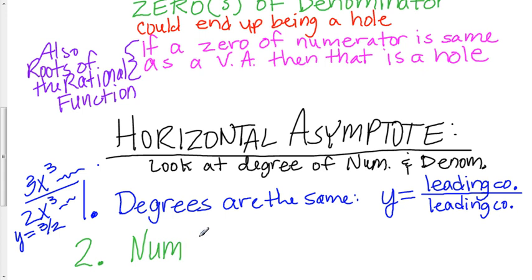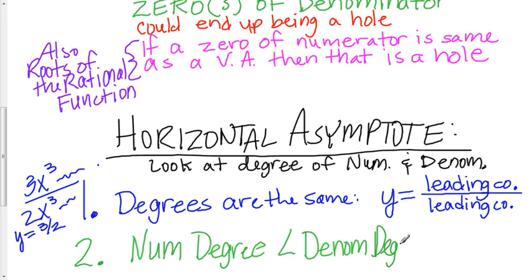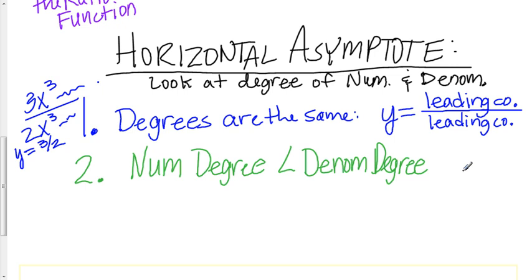The numerator degree is smaller than the denominator degree. If that is the case, then y equals 0 is a horizontal asymptote. So if you have x to the 4th on top and say 5x to the 5th, then it's 0. Don't worry about anything else, just look at the degrees. That one's smaller, it's 0.